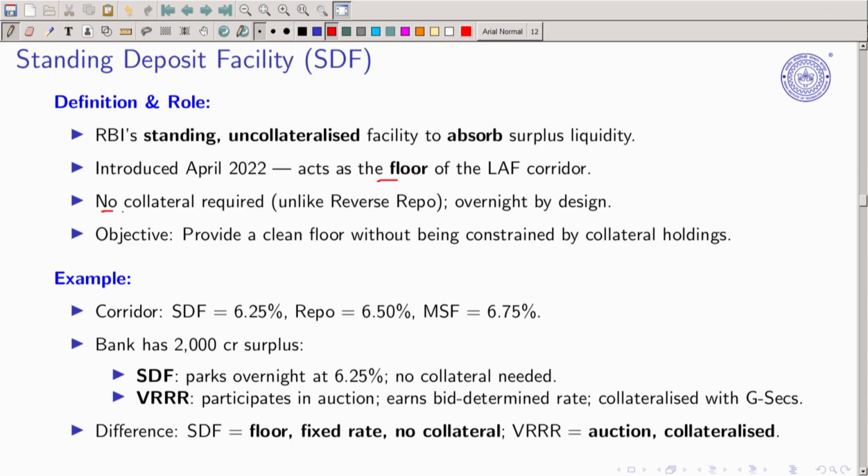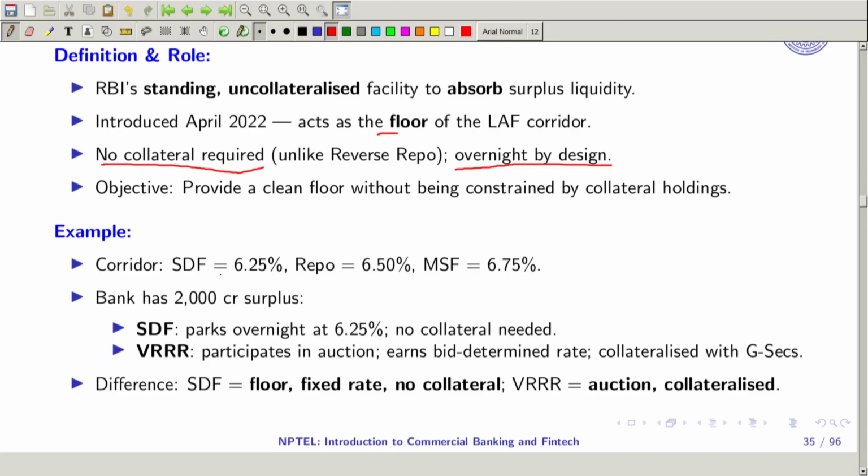No collateral required, in the sense that banks can keep money, and it is mostly overnight by design, and it is mainly meant for clearing the excess liquidity in the banking system. So, what has happened is that post COVID banks are finding it difficult to lend all the money. So, the excess reserves that we saw, the required reserve plus excess reserve. So, excess reserve is being kept here in this form. So, this is where it is important.